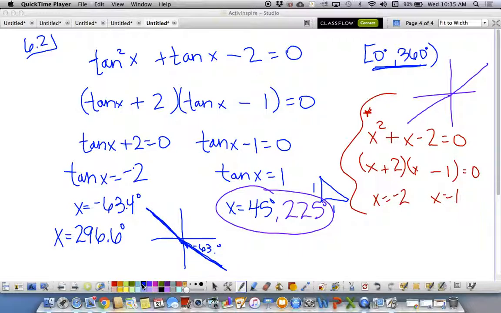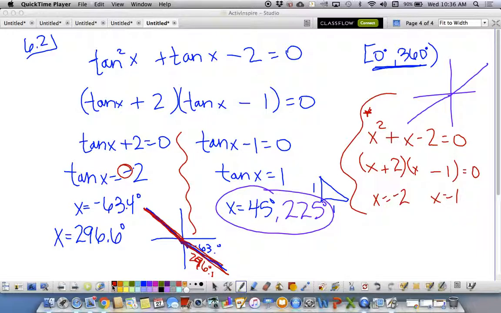Okay, wait. Back to this. Tangent is negative. Where is tangent -2? So we are in quadrant... But we just did the one. This one down here was 296.5 degrees. But it is also negative in quadrant 2. Yes, ma'am. But these are two separate problems.